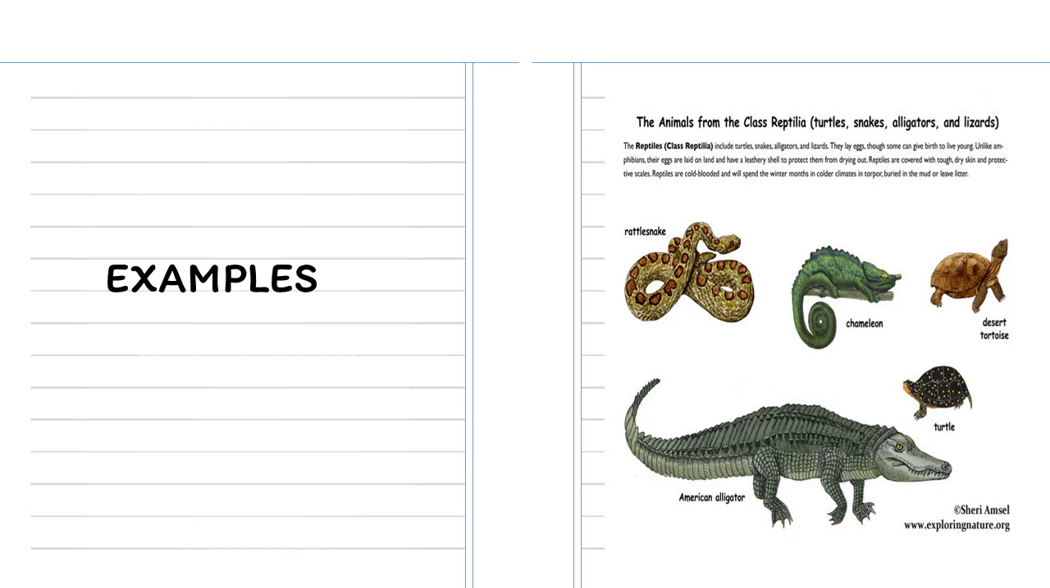And a few examples we could say for these reptiles are snake, chameleon, tortoise, turtle, alligator, etc. Many you may know, right?